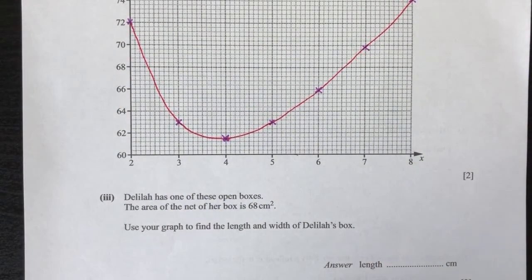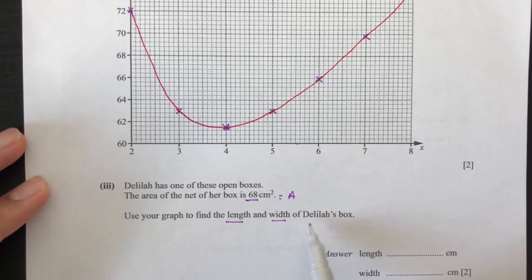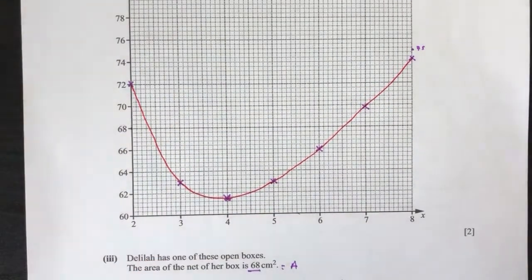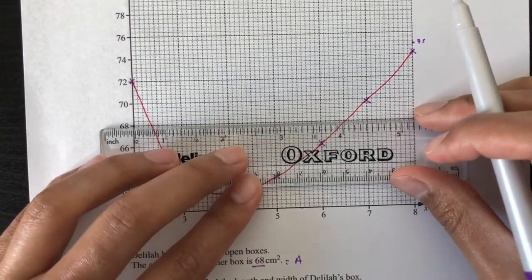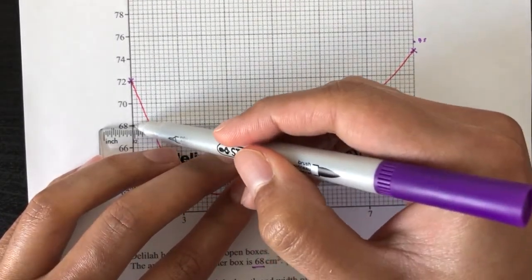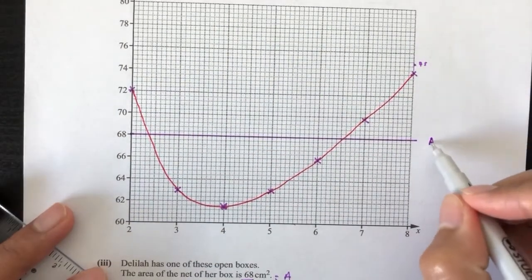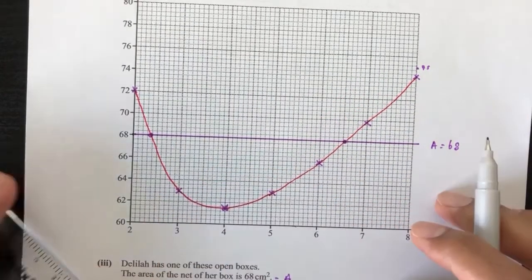it says Delilah has one of those boxes and the area A is equal to 68. Find the length and the width of Delilah's box. So where is 68? It will be here. You have to draw the line A is equal to 68 to find the possible values. That's the line. So we have 1 point here and 2 points here, our intersections.